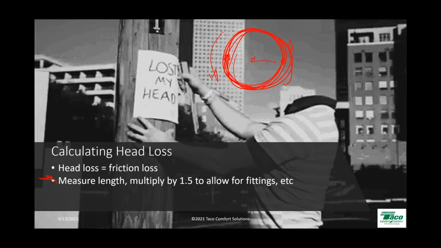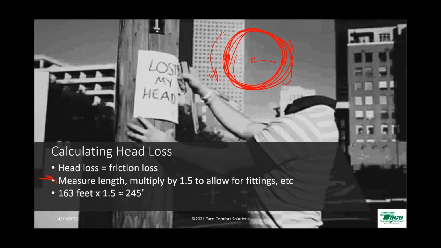For example, a 3/4 inch copper elbow has the same pressure drop as 2.5 feet of straight copper pipe. All right, so we got to allow for that. A 45 has the same pressure drop as 1 foot of pipe. A T has the same pressure drop as 5 foot of pipe, and so on and so forth. So rather than counting them all, which we can't do, we're simply going to allow for that by multiplying by 1.5, add 50% to that length to allow for fittings.